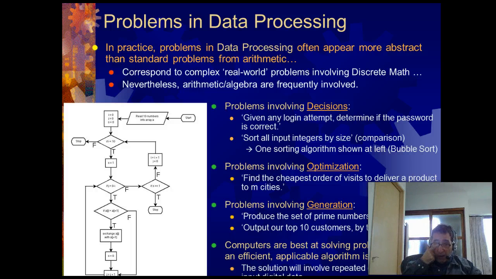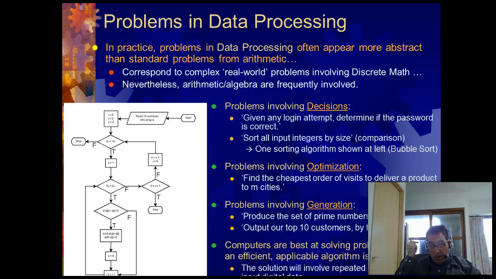Problems involving generation. So we want to generate or show, produce the set of prime numbers from 1 to n. So given n equals 1,000, generate or show all of the prime numbers. This is called generation. Or output our top 10 customers by total purchase. Again, it's showing or generating.